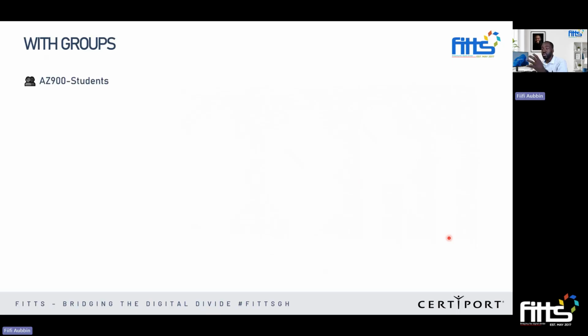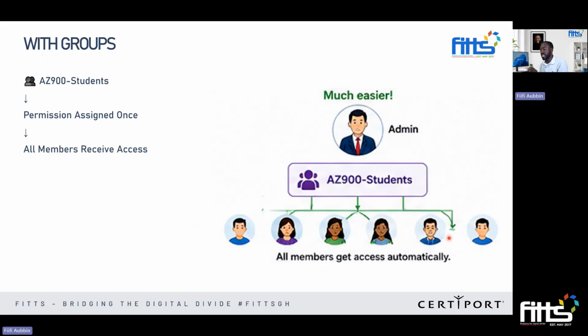So with groups, we have AZ-900 students. We assign permission once to that particular group. All members will receive the same access. Simple as that.